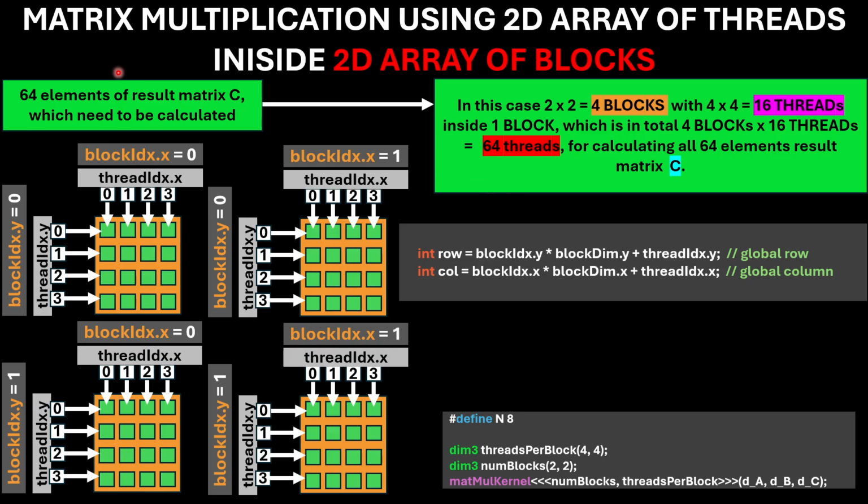And also what needs to be said is that there are 64 elements of the result matrix C which we need to calculate. In this case, we have 2 times 2 blocks, with 4 times 4 threads in each block, which is visible here. That is 16 threads inside one block, and in total 4 blocks times 16 threads, which gives 64 threads.